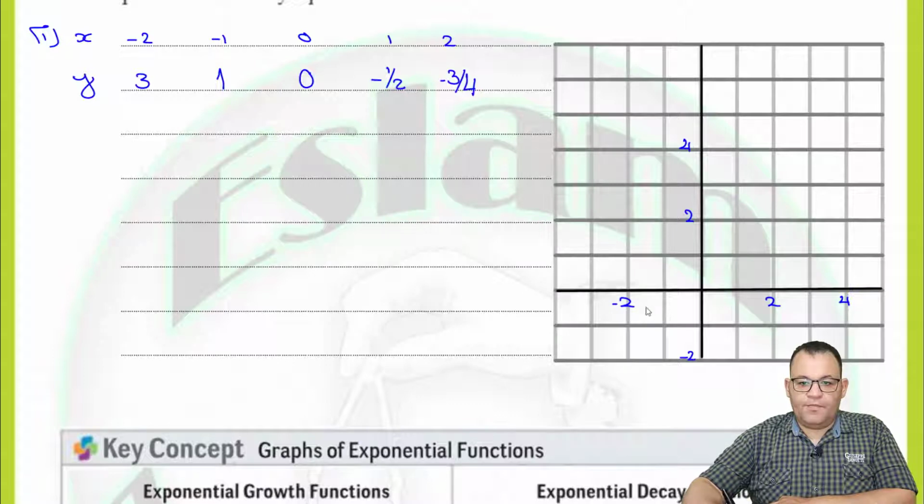Now we need to graph. The first point is -2 and 3. Then -1 and 1. 0 and 0. 1 and -1 over 2. 2 and -3 over 4. That's how the graph will look like.